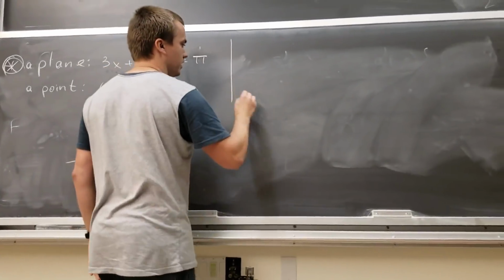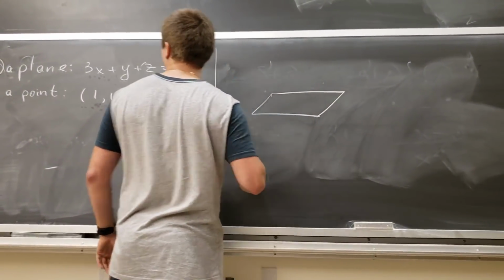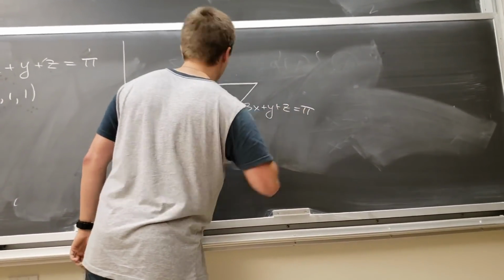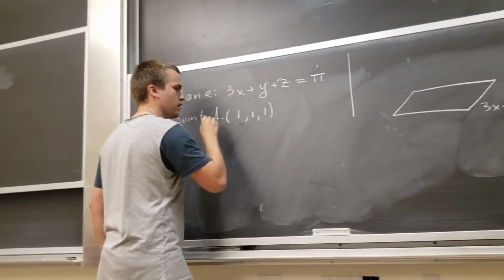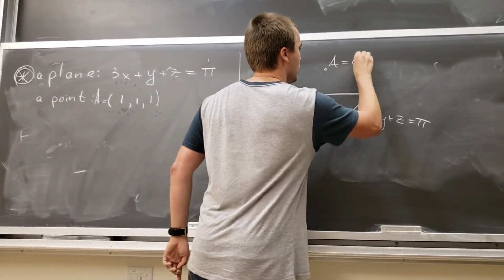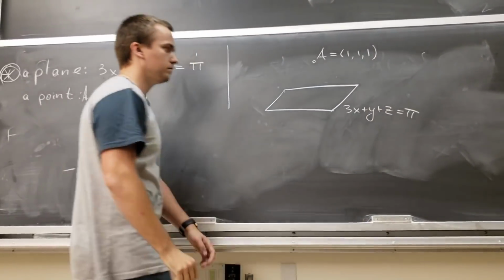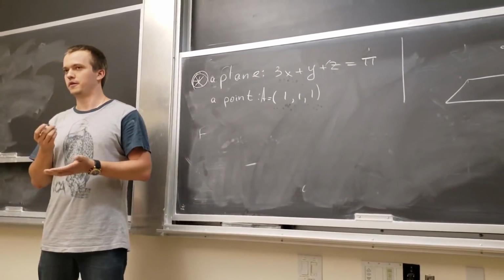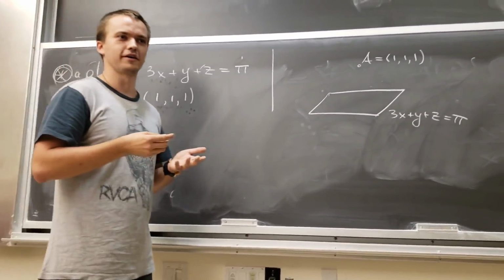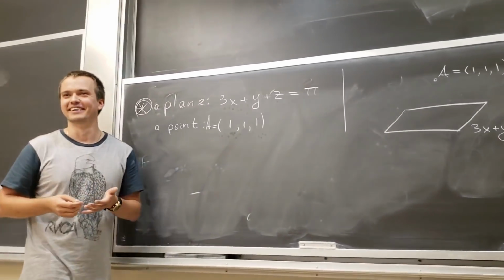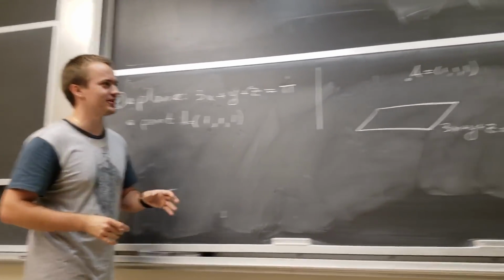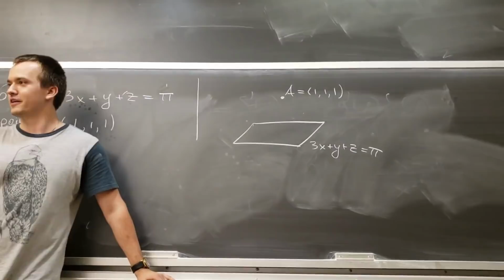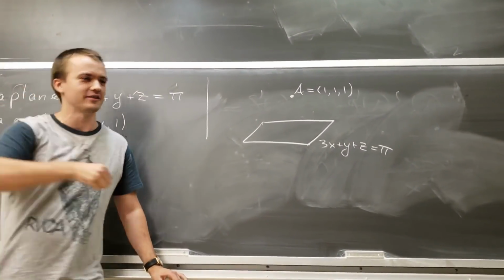So let's graph a plane in three-dimensional space, and this is our plane 3x plus y plus z equals pi. And let's say this is our point A, with coordinates (1, 1, 1). What is the definition of the distance if you have a plane and a point? The distance is the shortest path from the point to the plane, which is the perpendicular.